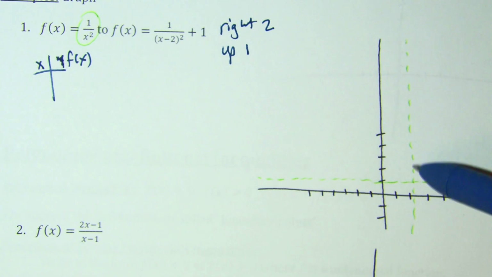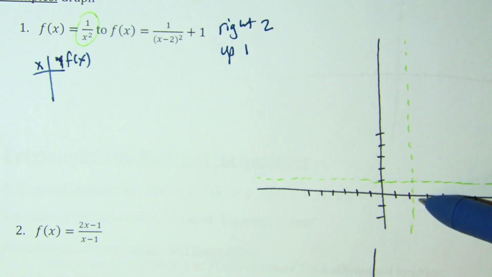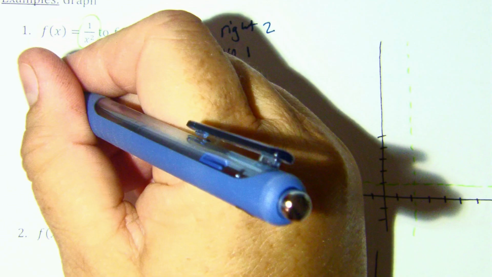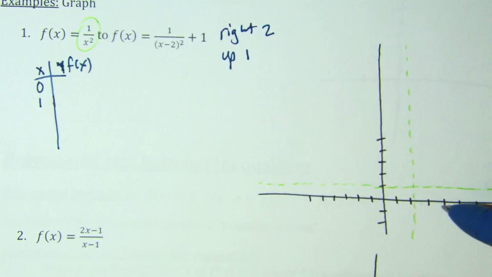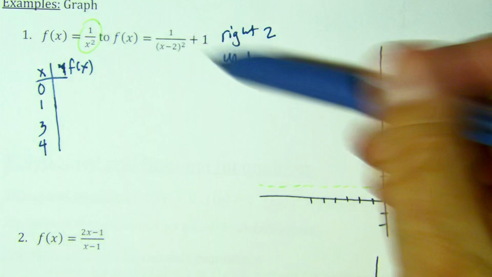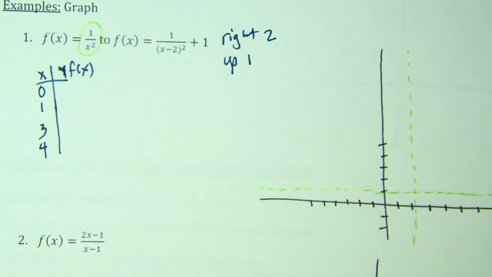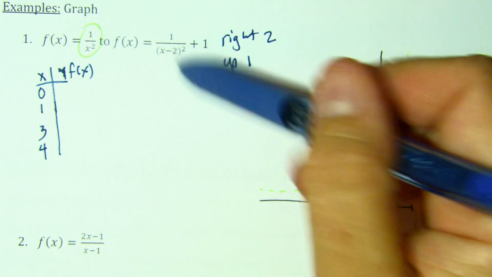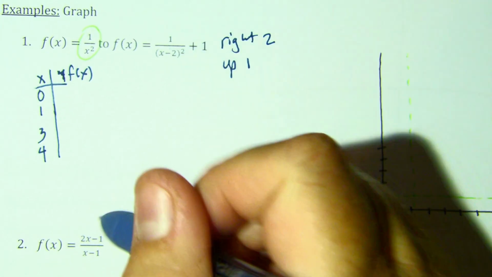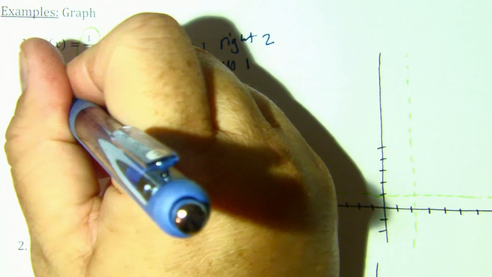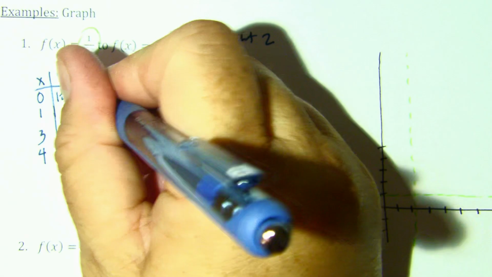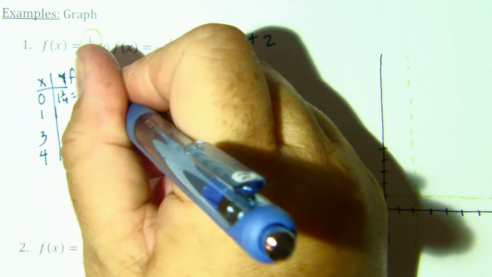So if I have a vertical asymptote, you want to choose a few points to the right of it and a few points to the left of it. So I'm going to plug in 1 and 0. And then a couple points to the right would be 3 and 4. And I'm plugging those into this equation here. So if you plug in 0, 0 minus 2 is negative 2, negative 2 squared is 4, 1/4 plus 1 would be 1 and 1/4, which is 5/4, which is exactly 1.25.